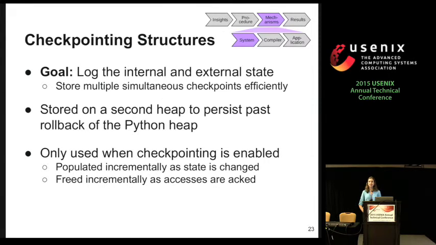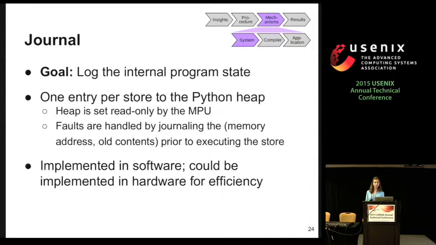So, for instance, if all of the accesses before a given point in time have been acked, then we can free all of the checkpointing data that was populated prior to that point in time, even if there are outstanding peripheral accesses from later on in the execution, because it's no longer possible to roll back past that particular point.